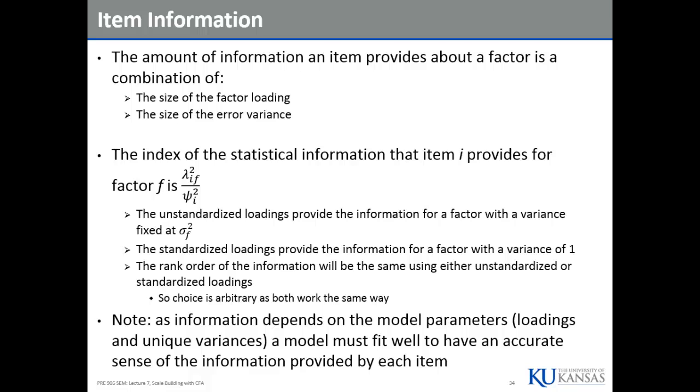So item information is key because each item has an amount of it, right? We can say if we didn't just have 12 items. If we had, you know, a huge amount of items, maybe we wanted to create different test forms. We'd want our test forms to give the same amount of reliability for each person. So we would construct a form and try to get the item information to line up so that the reliability would be comparable.